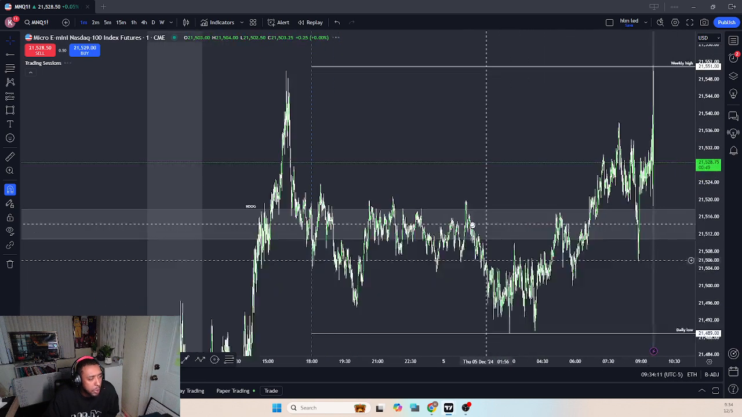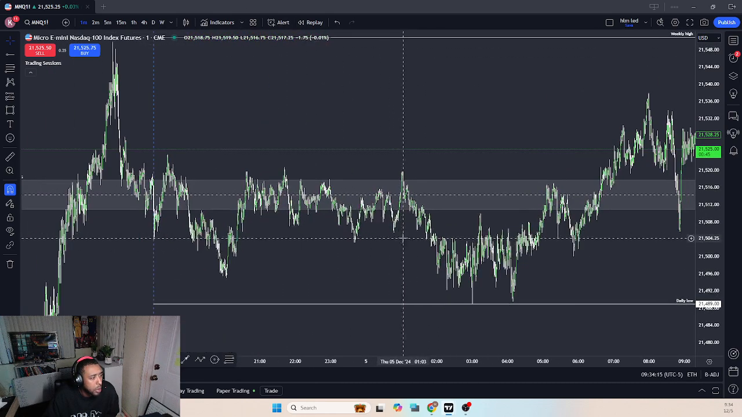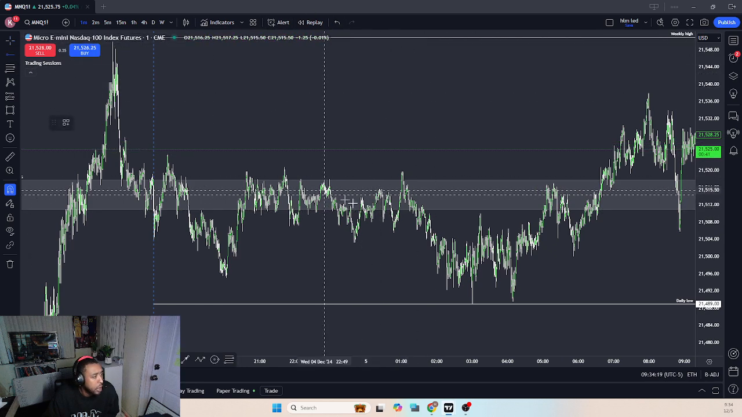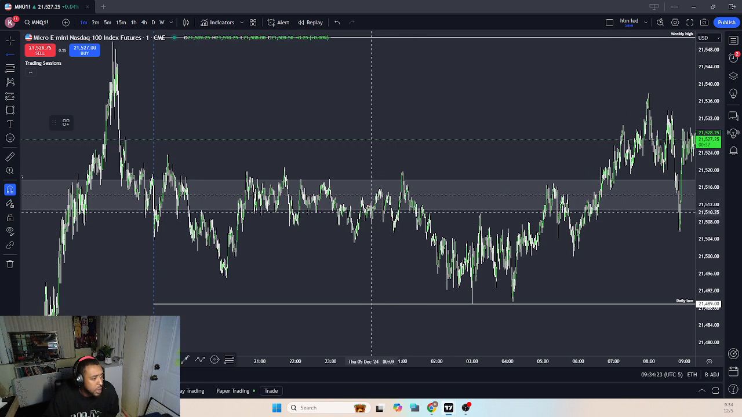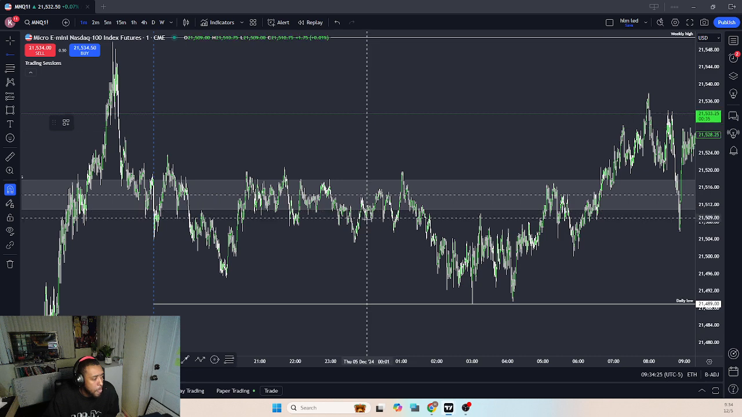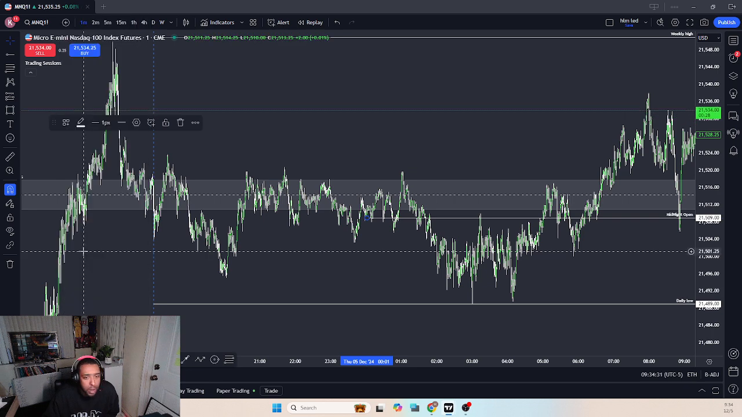I'm tripping. Let me look for the 12 o'clock open, because the 12 o'clock open is a PDRA that I like to pay attention to, which is basically just an important level right here. This is the midnight open. This is the midnight open right here.